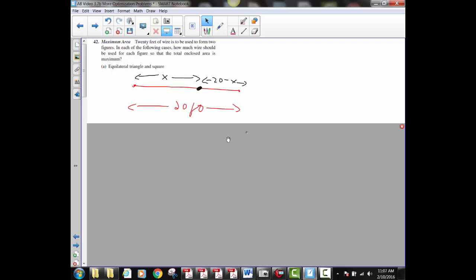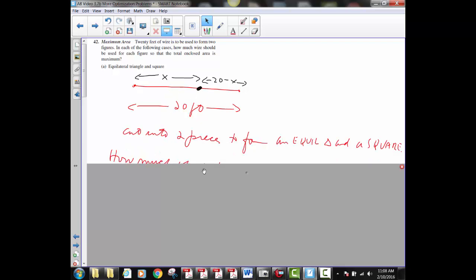Number 42. 20 feet of wire is to be used to form two figures. In each of the following cases, how much wire should be used for each figure so that the total enclosed area is a max? So I'm doing number A. So we have 20 feet. We're splitting it into two pieces. I'm calling the pieces x and 20 minus x.